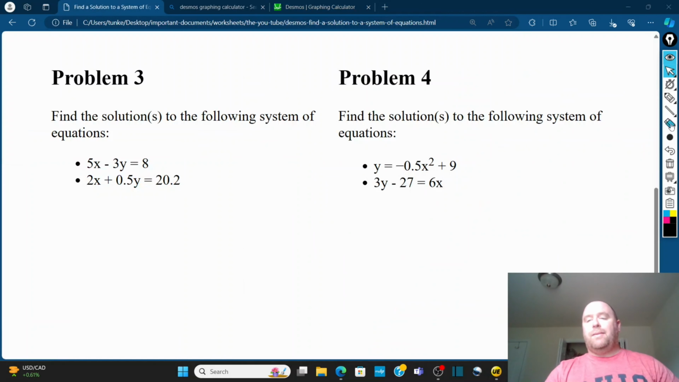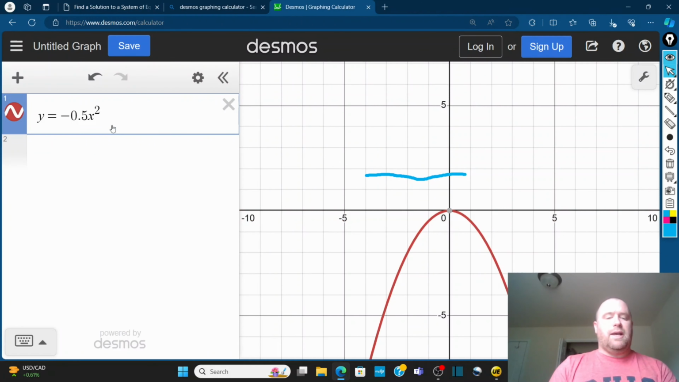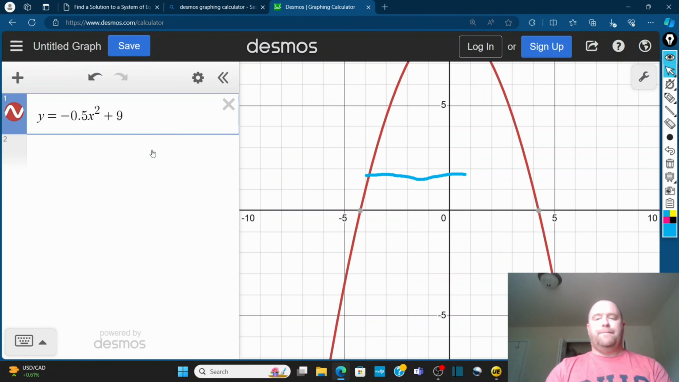And our last one, we're probably, again, going to get 2 points of intersection. Isn't always the case with a quadratic and a line. Like if they don't cross at all, which is possible, there's no solutions. If they just touch at one point, which could happen, they touch at the vertex, which is one solution, but I think this is going to be 2. Okay, so we've got y equals negative 0.5 x squared plus 9. Shift and 6 to get the exponent, and then we do plus 9, okay?